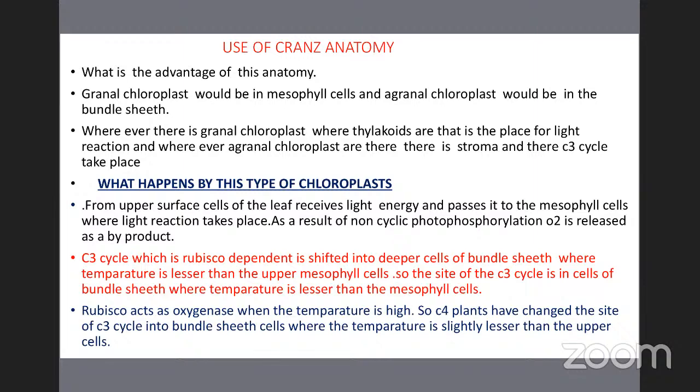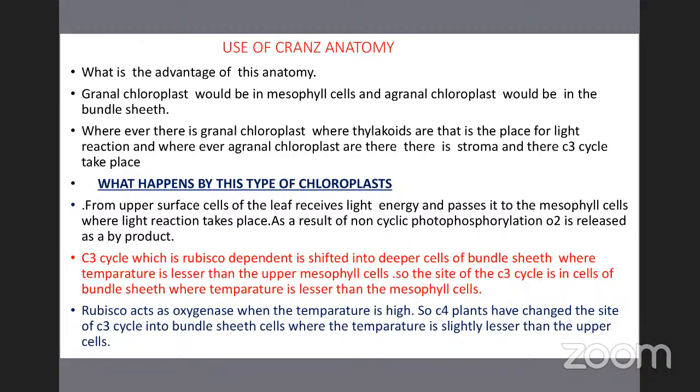Cyclic means in a circular way, photo means in the presence of light, and phosphorylation means synthesis of ATP. That means that ATP synthesis is taking place in the presence of sunlight, and the changes are going in a circular manner. That's why it is called cyclic photophosphorylation.